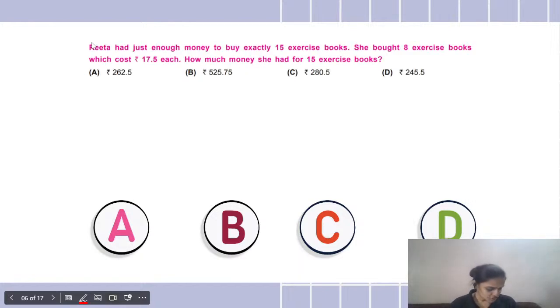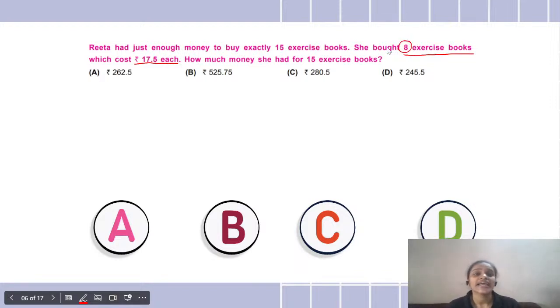That is my fourth question, which reads like this. Rita has just enough money to buy exactly 15 exercise books. ठीक है? रीटा के पास उतने ही पैसे हैं जितने में वो 15 एक्सरसाइज बुक्स खरीद सकती है. पर उसने कितनी बुक्स खरीदी? She bought 8 exercise books, which cost rupees 17.5 each. How many books did she buy?